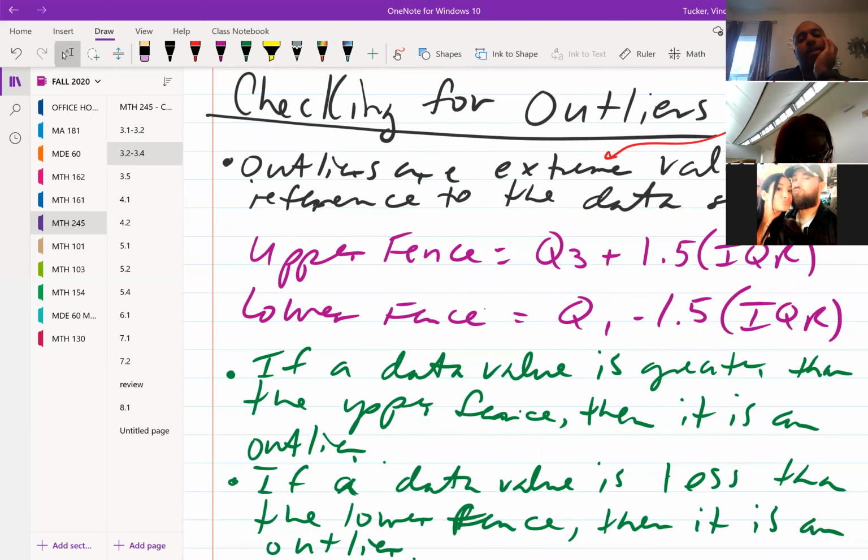So the reason why these fences are necessary, because you can look at something and just say it's an outlier, but that doesn't mean it's actually an outlier just because it's large as far as your view is concerned. But these give us our boundaries.